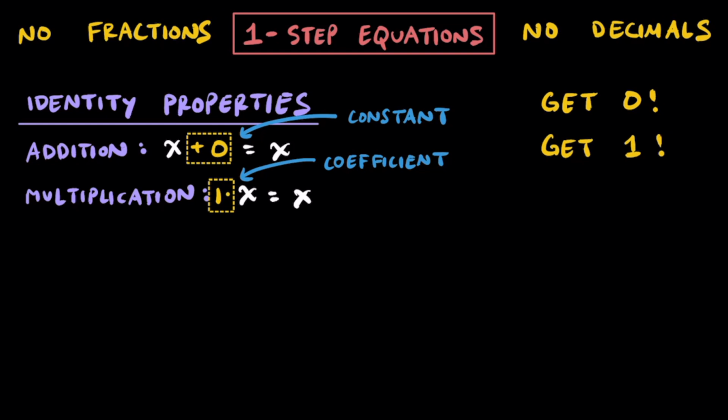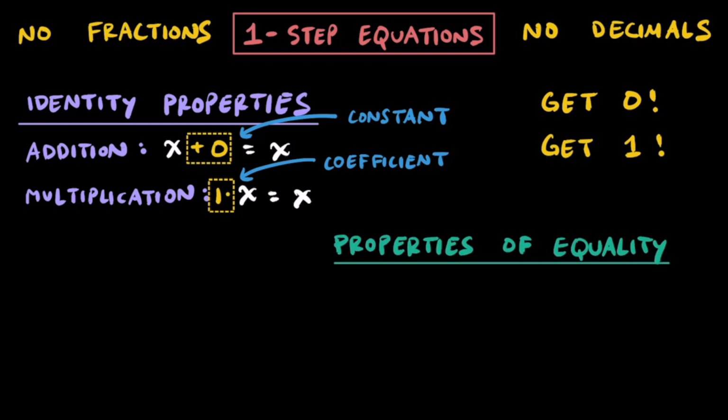When solving equations, not only do we want to understand the identity properties, but we also want to understand the properties of equality. Basically, there are 4 properties of equality that we'll use to solve these one-step equations. The first one is called the addition property of equality, and that just means that you can add any value, whether it's a number or a variable, to both sides of the equation as long as they're the same. The second property of equality is called the subtraction property of equality. Just like the addition property, we can subtract any number or variables from both sides of an equation.